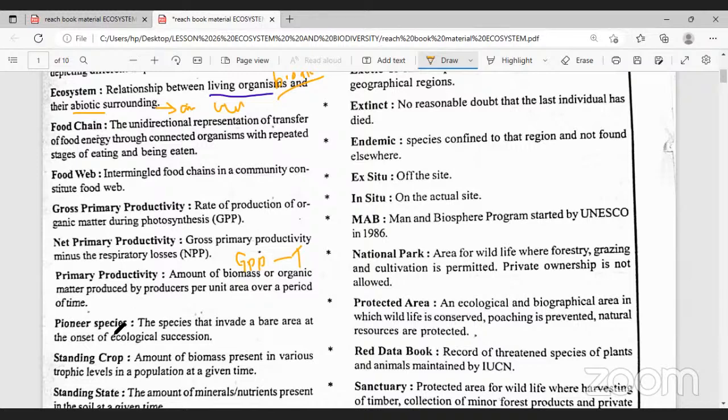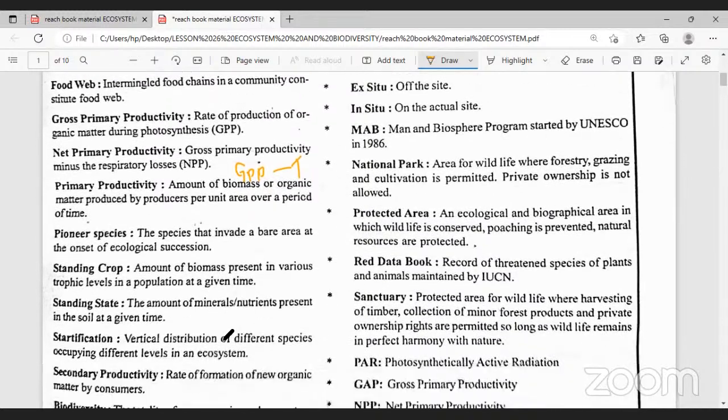And then the next one is called pioneer species. What is the meaning of pioneer species? The species that invade a bare area at the onset of ecological succession. A bare area, with nothing else in it. Suppose any species enters newly, that is called a pioneer species.